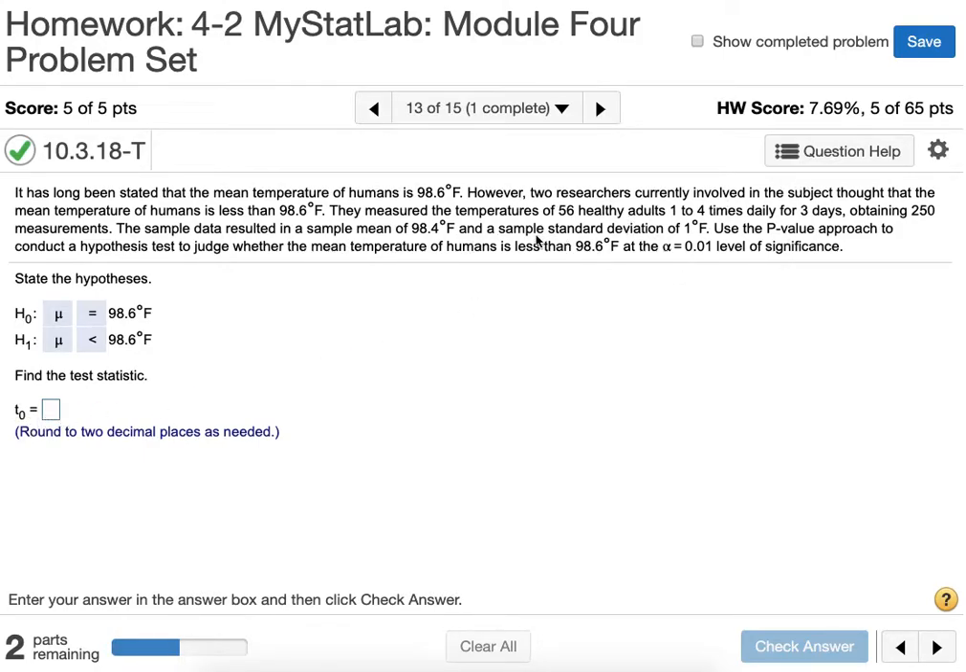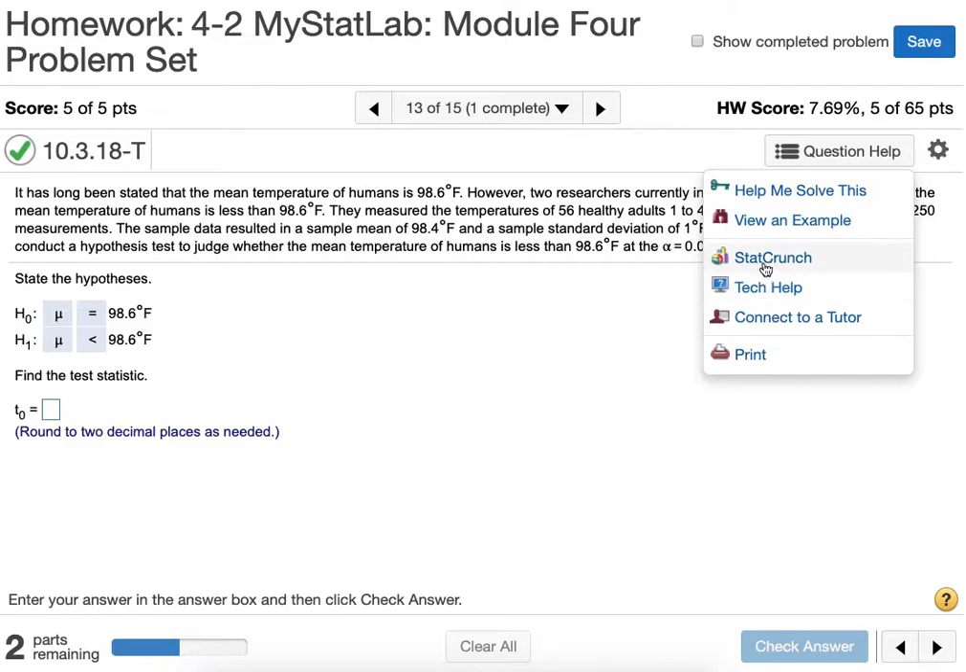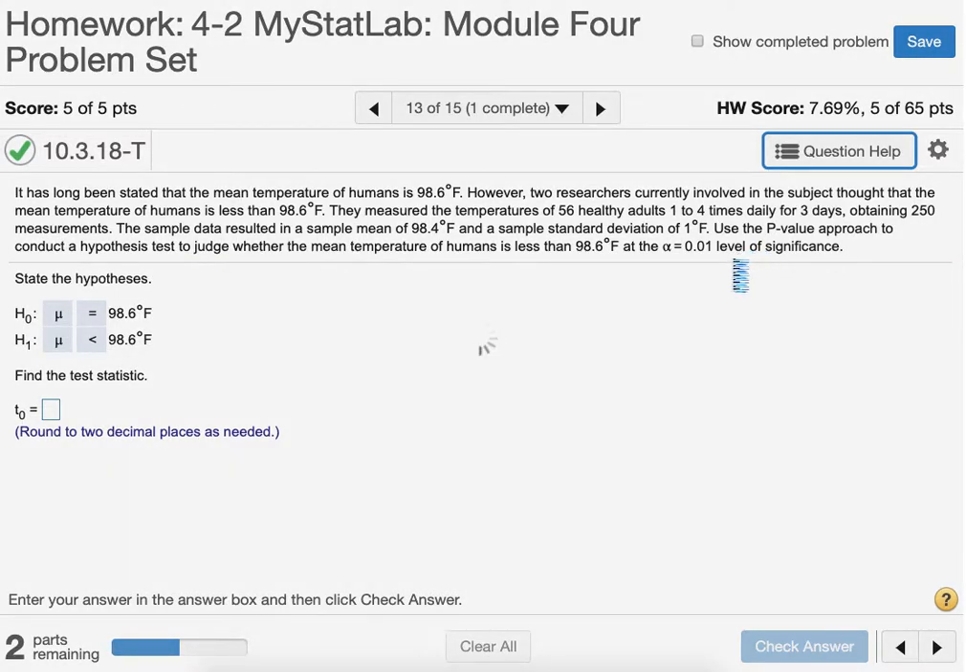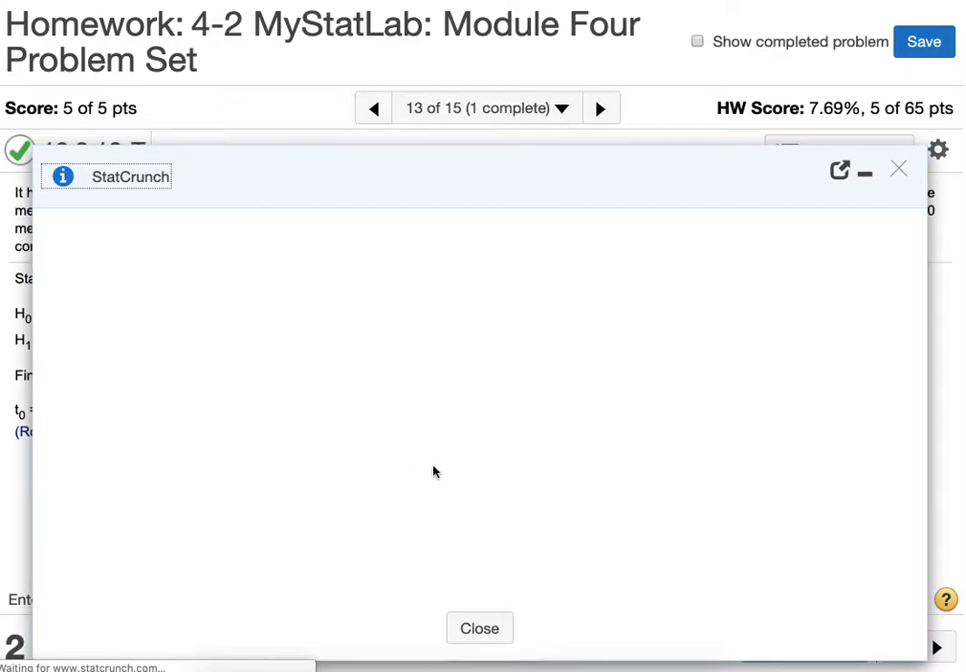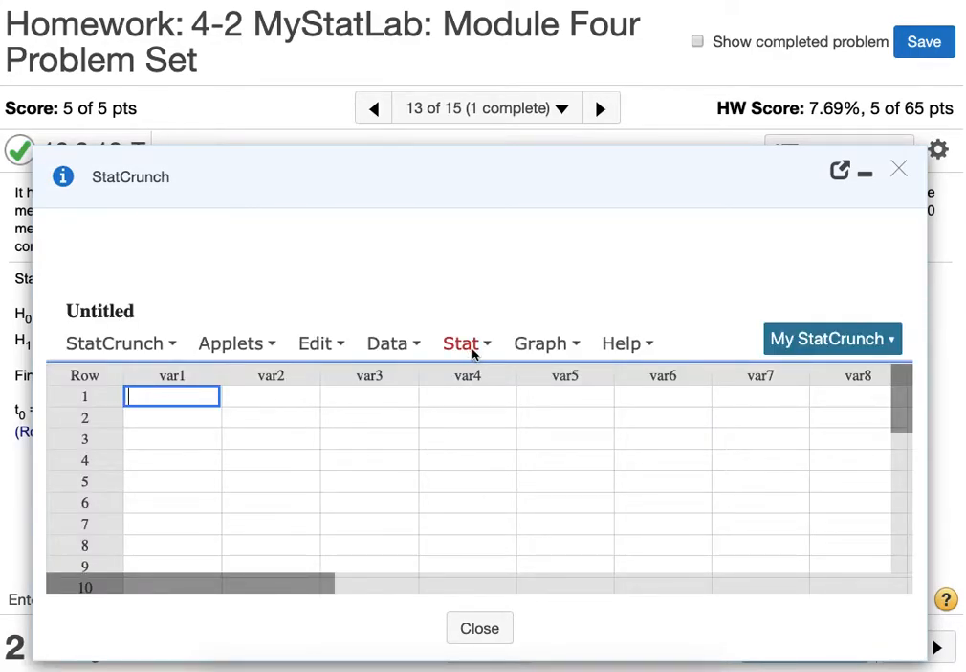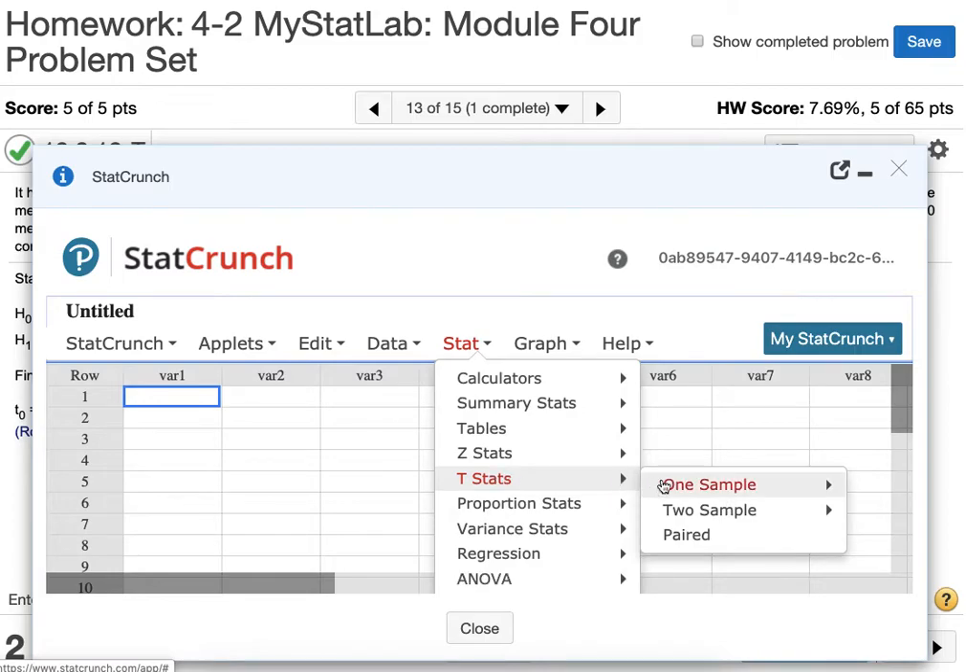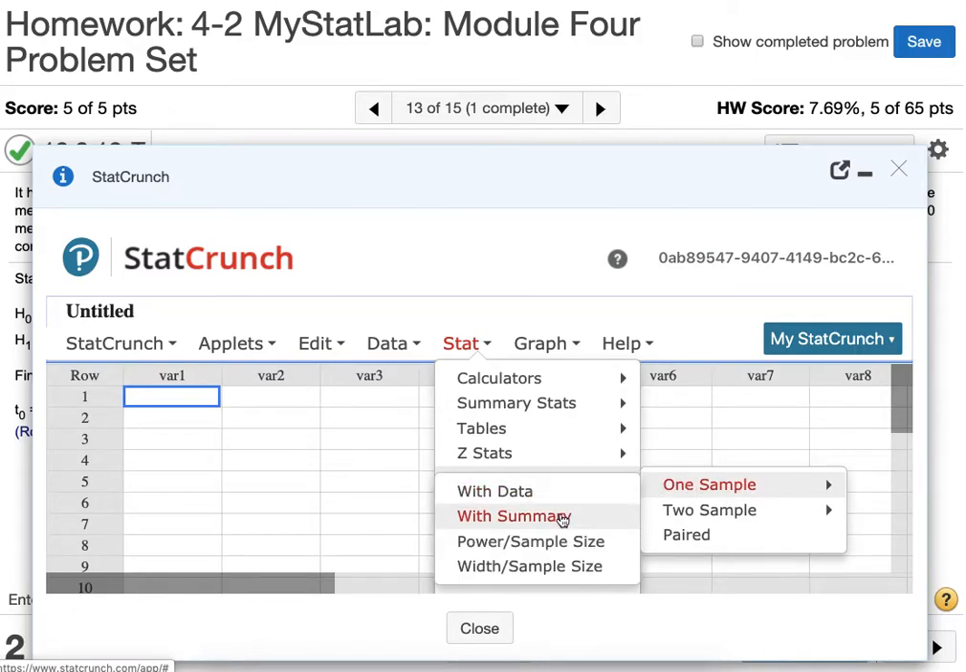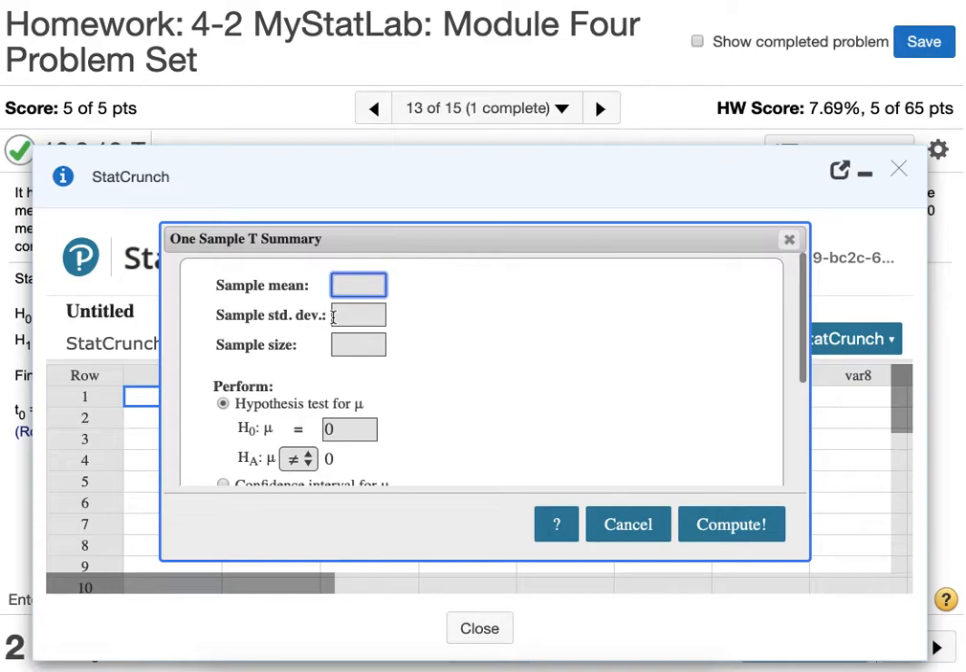So here, we're going to go ahead and find the test statistic by using StatCrunch. And we have summary data here. So we have our sample mean is 98.4, sample standard deviation is 1 degree Fahrenheit, and our sample size is 250 for the number of measurements. So here I'm going to go into StatCrunch and let StatCrunch do the heavy lifting. So I go into Stat, T Stats. This is one sample, and we have the summary data. If we just had the data and not the summary, then we would have columns of data.